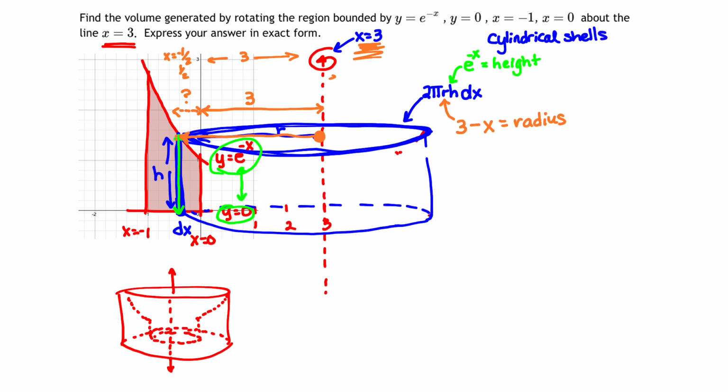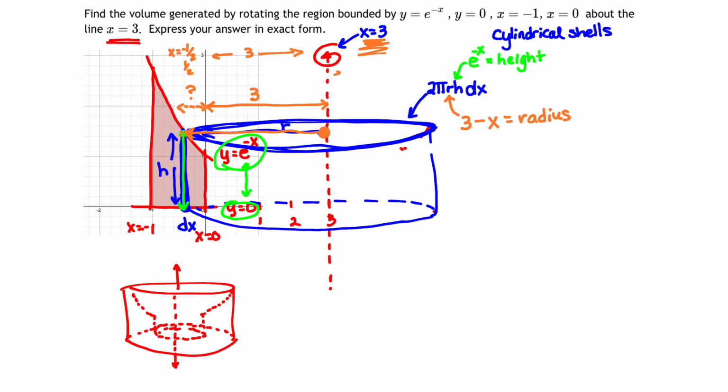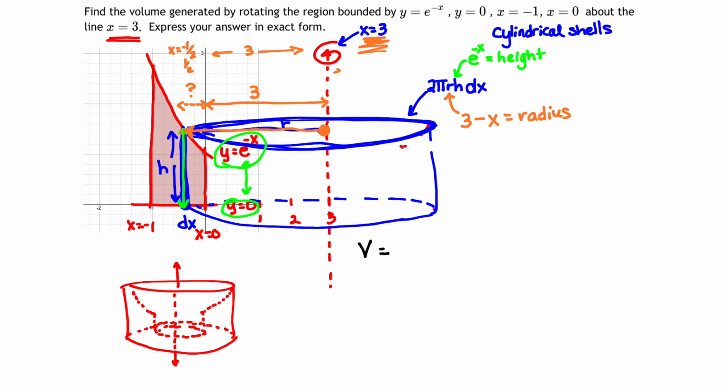So now that I have all the pieces to get the volume of a single cylindrical shell, I want to sum them up to get the total volume of this solid of revolution. The total volume is obtained by integrating all of these cylindrical shells, which are defined to be 2 pi r, where r is 3 minus x, the radius of each cylinder, times the height, which is e to the minus x, times the thickness of each cylinder, dx.